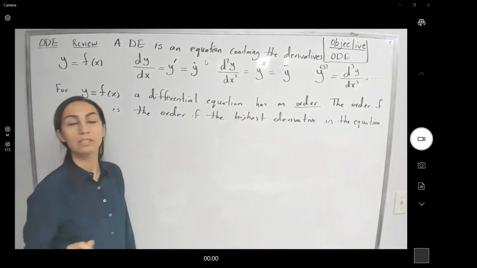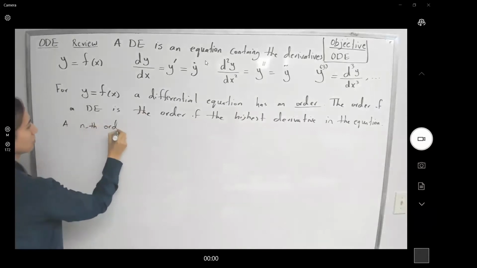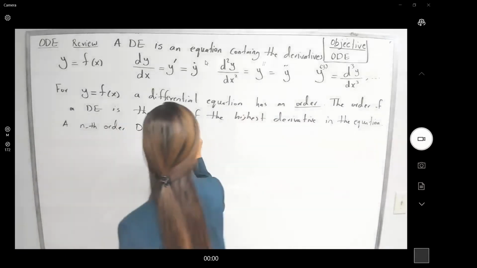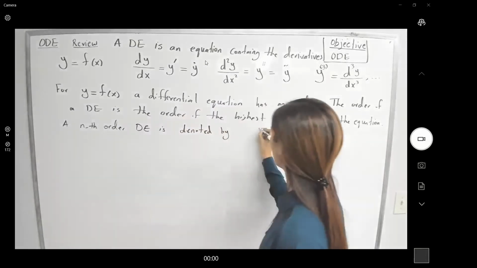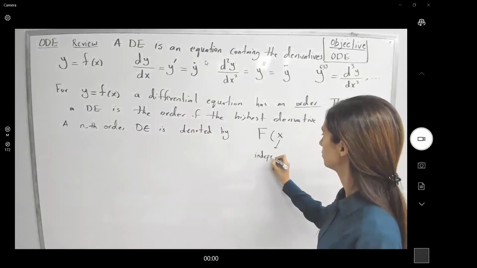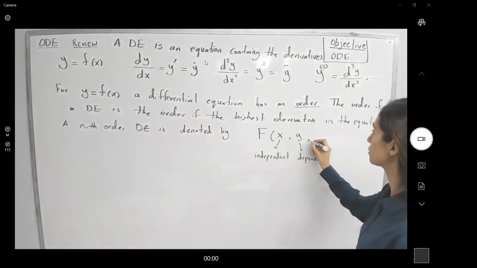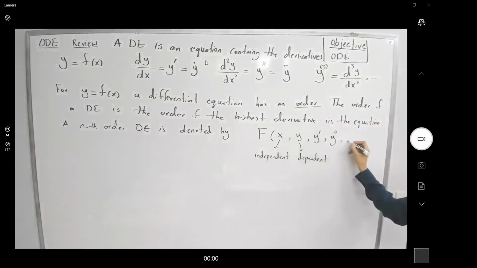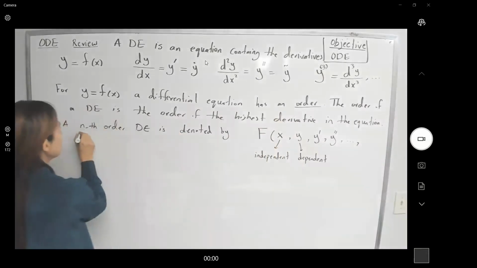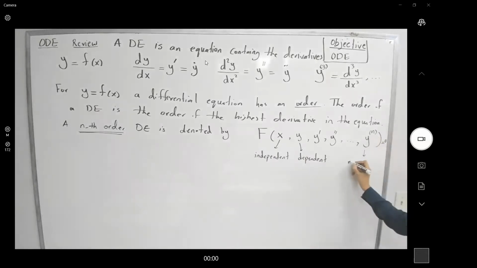So if we know the order of a differential equation, we can represent it this way. An nth order differential equation is denoted by f, which represents a relation, a connection between x as the independent variable and y, which depends on x, and the derivatives of y. The first derivative, the second derivative, and since it's an nth order differential equation, we're going to stop at y to the n in parentheses, which means the nth derivative of y. Very well.